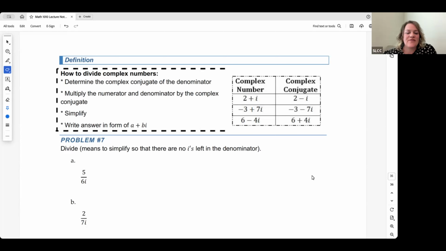Okay, how do I divide a complex number? Basically, you don't want i in the denominator. And so dividing a complex number is kind of like rationalizing the denominator.